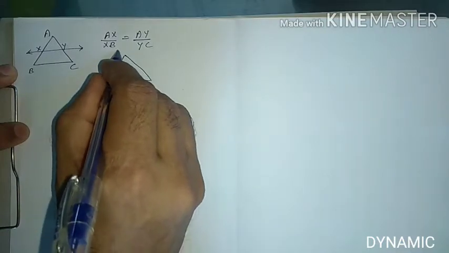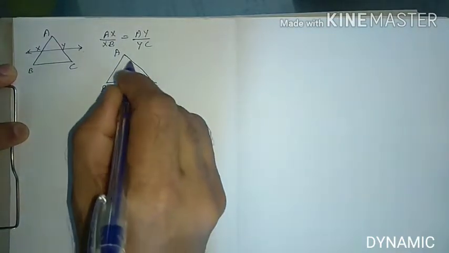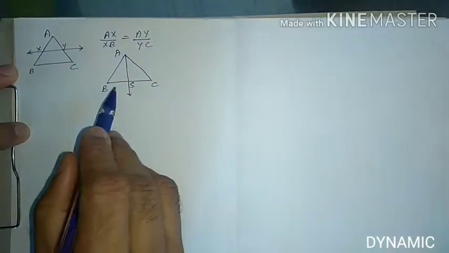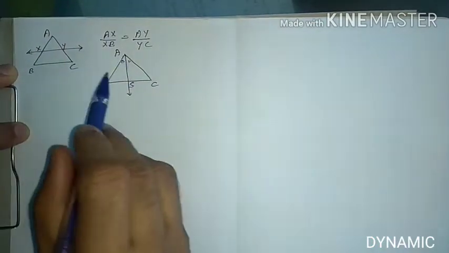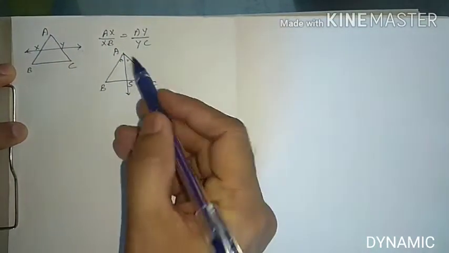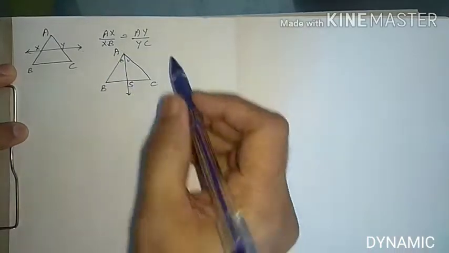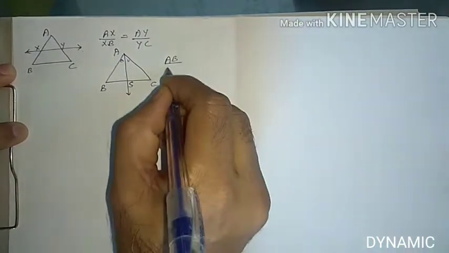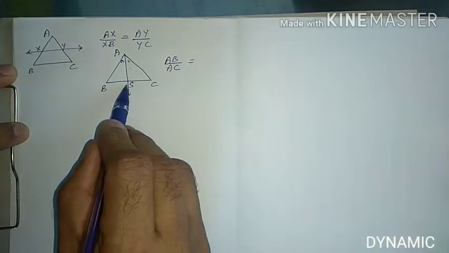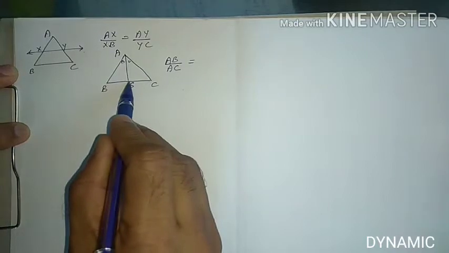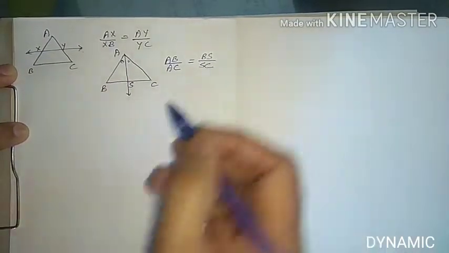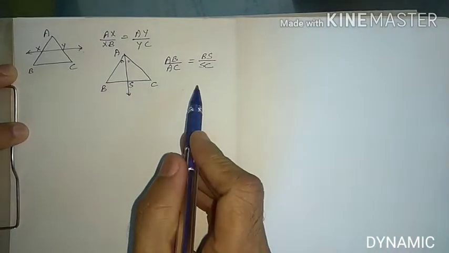Suppose this is triangle ABC, and this is ray AS, the angle bisector of angle BAC. Then what does the property of angle bisector say? AB upon AC is equal to BS upon CS, or SC. This is the angle bisector property.